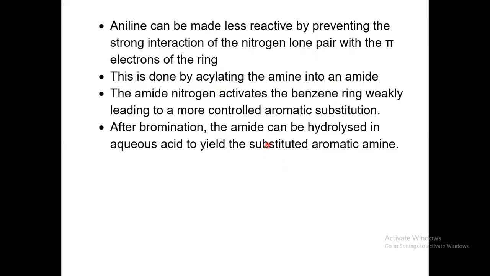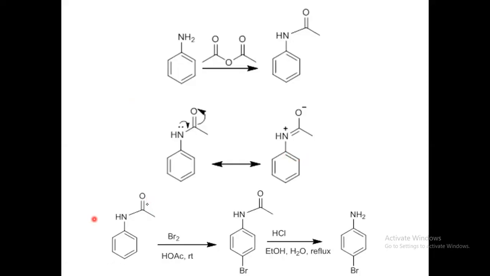We are seeing that the amide nitrogen activates the benzene ring weakly. We'll talk about why it activates weakly, leading to a more controlled substitution reaction. After doing our monobromination, we can hydrolyze that amide bond using aqueous acid to get our normal amine back. So that is what has been illustrated here. In the first instance, you realize that to the aniline we added acetic acid anhydride to convert it to an amide.